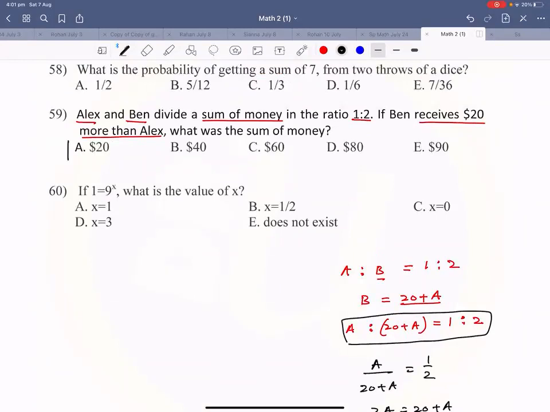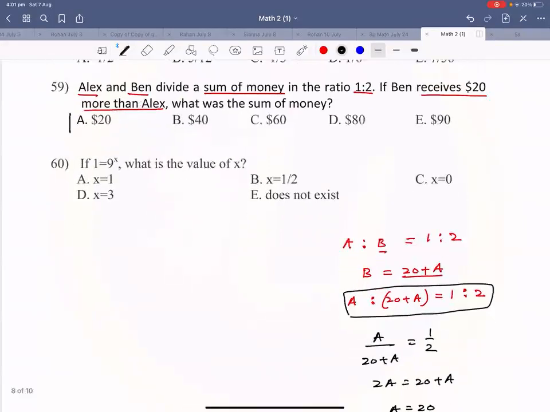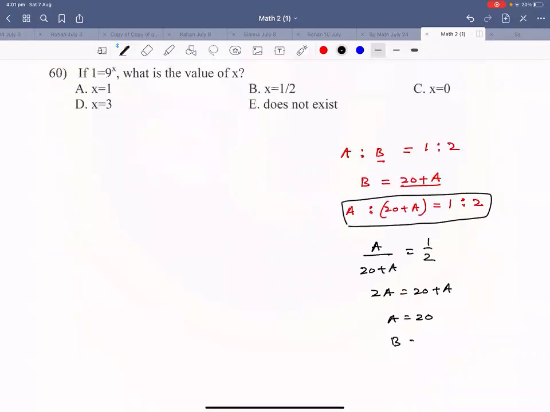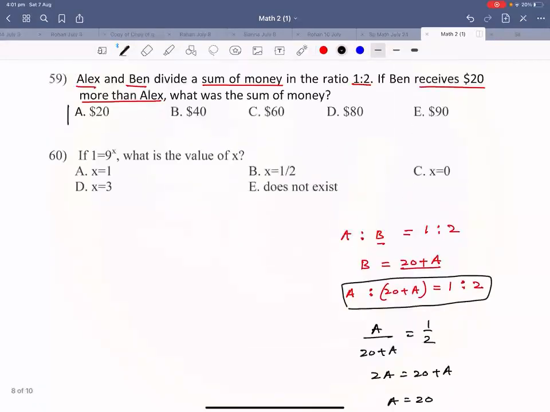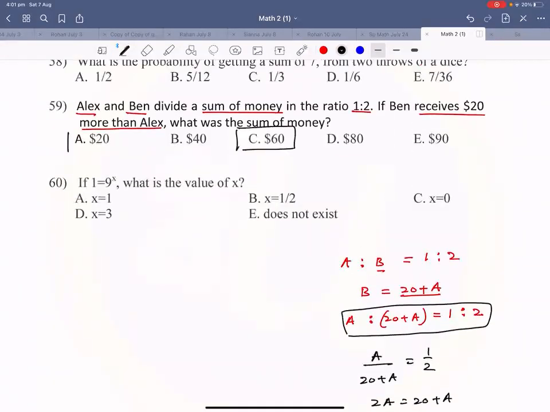So what was the sum of money, right? Sum of money would be A plus B. So what is B then? B is 40, right? Because $20 more. So sum of money means A plus B. That would be 60. So answer is right here. So this is a trap. See, this 20 is a trap. You have to read the question carefully. What is the sum of money? Read the question carefully.